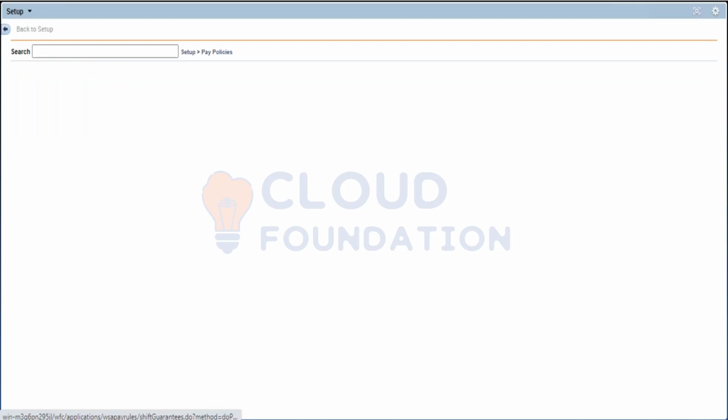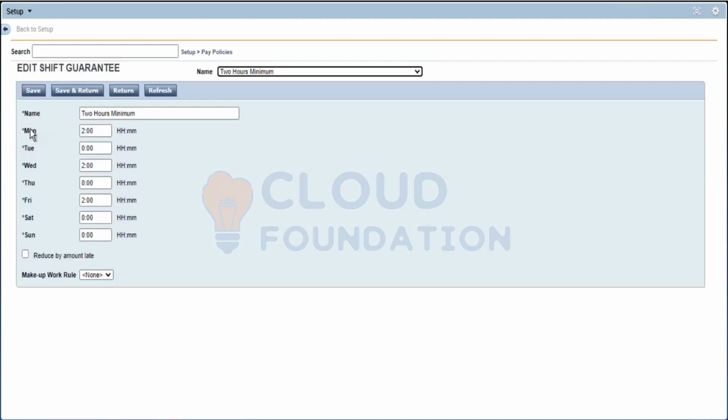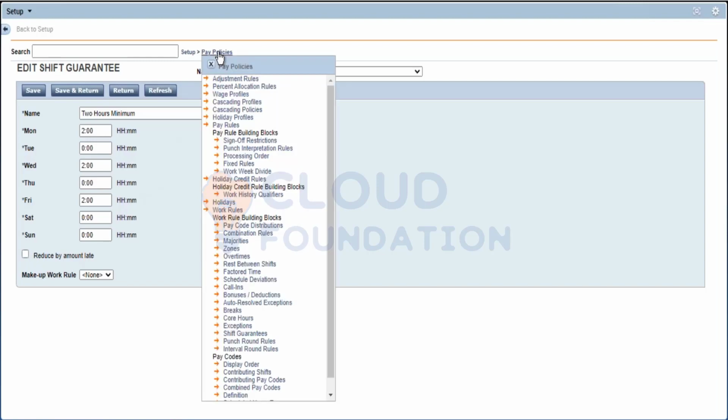So I did a 2 hour minimum. What I'm basically trying to say is, on Mondays, Wednesdays, and Fridays, even if my employee works only for 15 minutes, he's going to get 2 hours pay for sure. Okay, so that is shift guarantee. This depends entirely on the company. I just took my own example here and put 2 for Monday, Wednesday, and Friday. So irrespective of how much time they work on that day, they'll get paid for the minimum 2 hours. Even if it's less than 2 hours, they'll get paid for 2 hours.